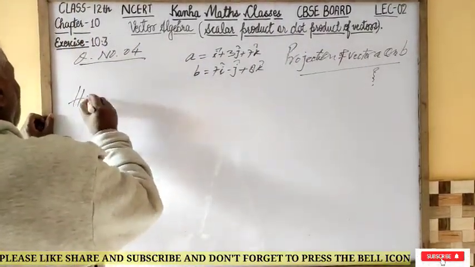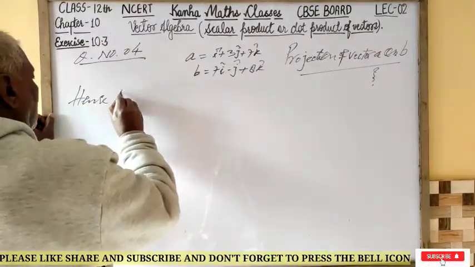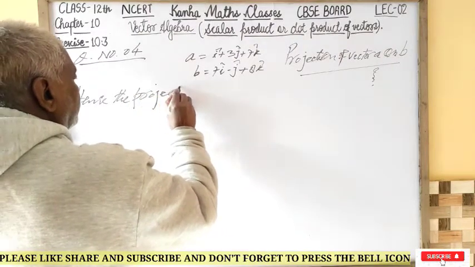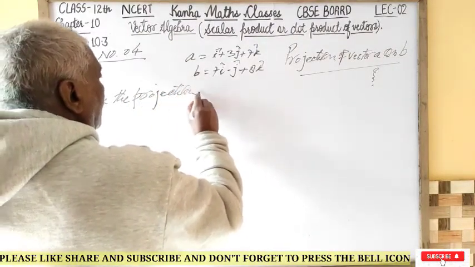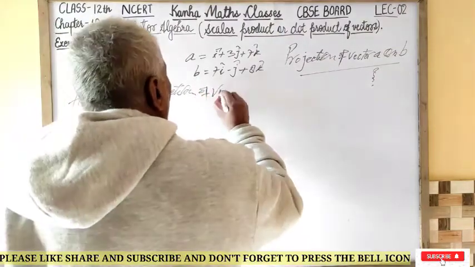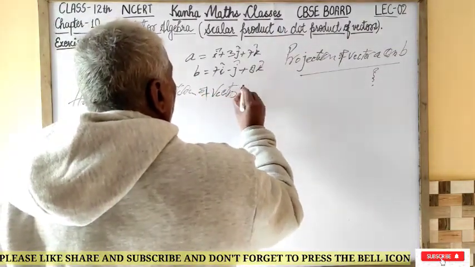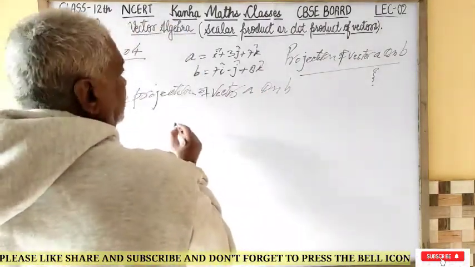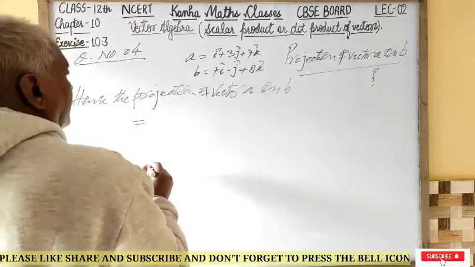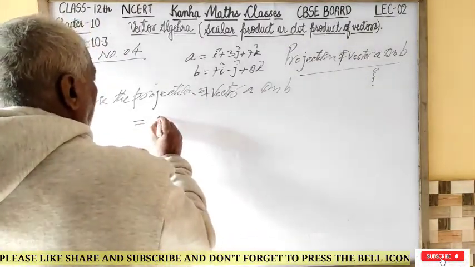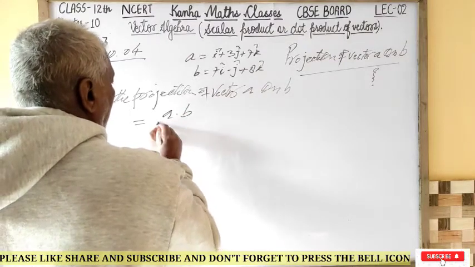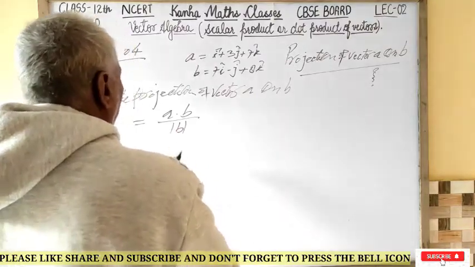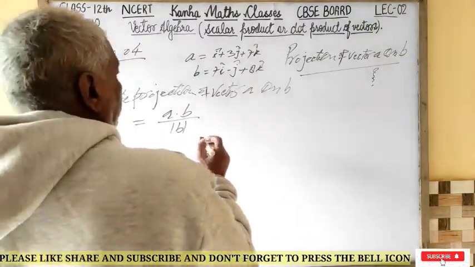hence the projection of vector A on B is equal to the dot product of vectors A and B upon the mod of vector B.